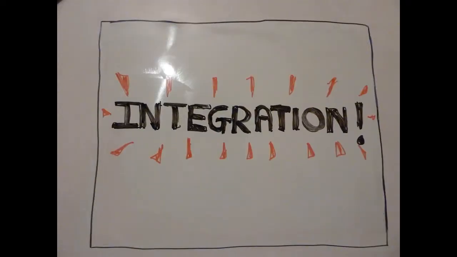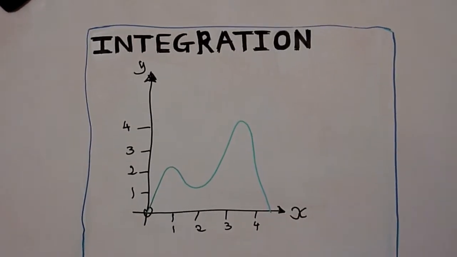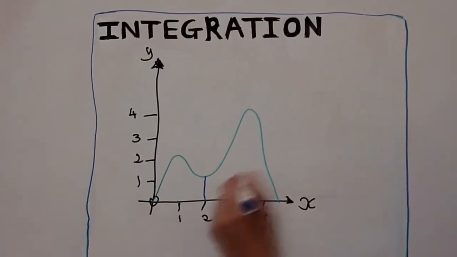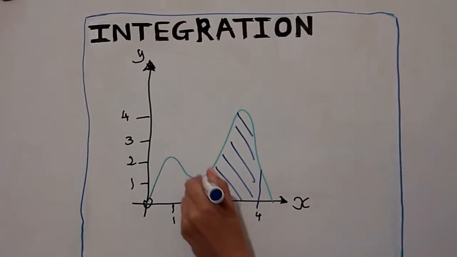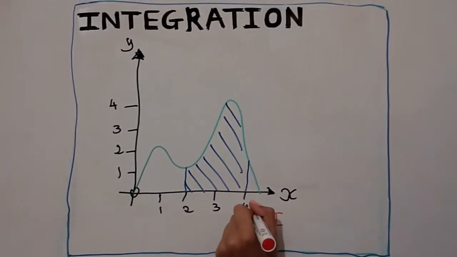Integration is a method of finding the area under a line on a graph. It is the opposite of differentiation. Regardless of what shape the line is, you can use integration to find the area between the line and the x-axis. You can decide what area you want to find by looking at the values on the y-axis. These values are called the limits.